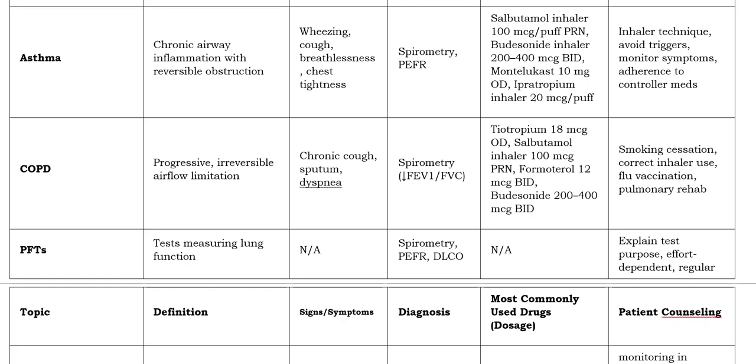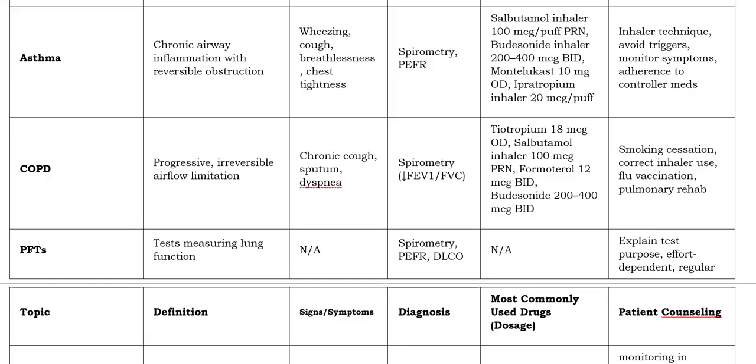Closely related but different. COPD, chronic obstructive pulmonary disease. Progressive, irreversible airflow limitation, the source says. How do symptoms compare to asthma? The symptoms listed are chronic cough, often with sputum. Productive cough. Yes, and persistent dyspnea that tends to worsen over time, especially with exertion. The key difference is that progressive, largely irreversible limitation.